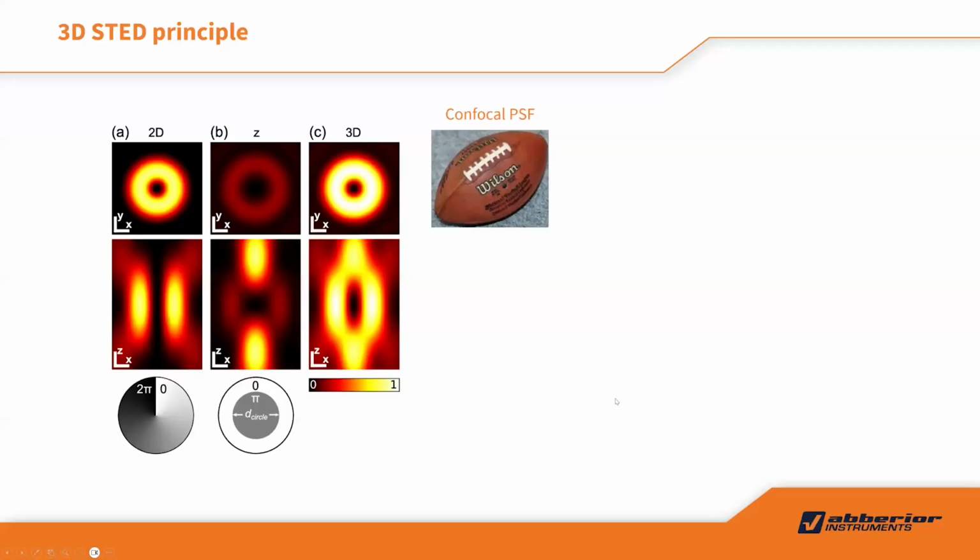We know the confocal PSF, it's like an American football. If we have the 2D STED donut, you will improve the 2D resolution, while the 3D resolution, actually, there's no improvement. It's the same as a confocal microscopy. It's like in the STED. Because the 2D donut has no effect in the 3D, as you can see on the left side of this diagram.